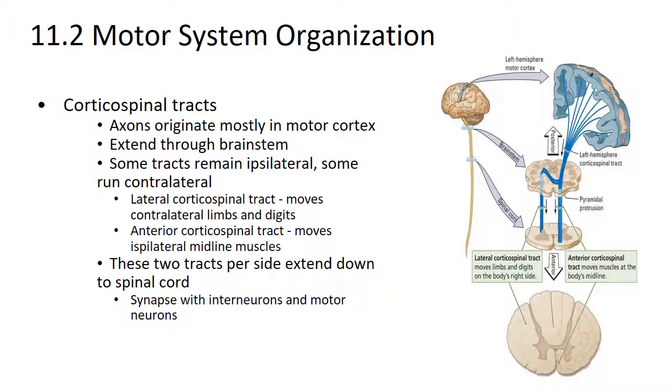Contralateral tracts are responsible for contralateral limbs, arms and legs, as well as digits, fingers and toes. Anterior corticospinal tracts move ipsilateral midline muscles, so the core body muscles. And so there are 2 tracts per side extending down from the brain, 2 tracts from the right hemisphere, 2 tracts from the left hemisphere, and these synapse with both interneurons in the spinal cord as well as motor neurons.